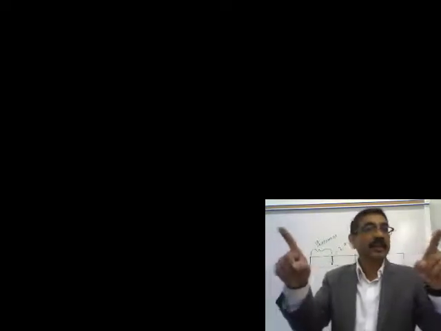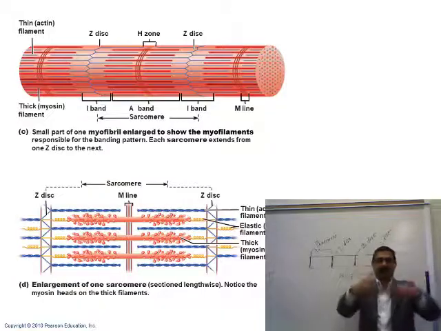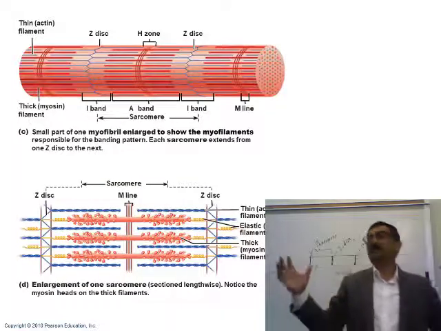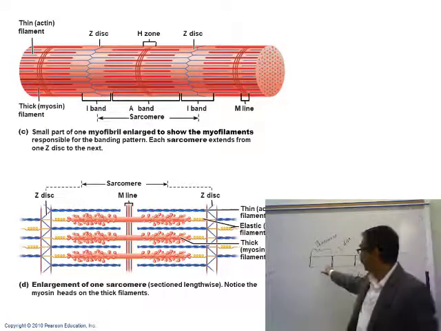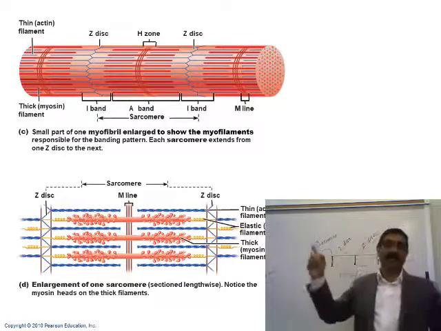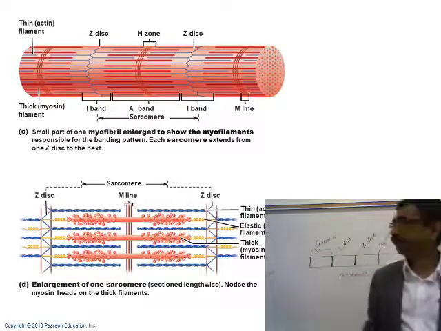So where does the contraction start? In the sarcomere, right? The sarcomeres first get shorter, and that is the beginning. So that's why sarcomeres are the unit of contraction.